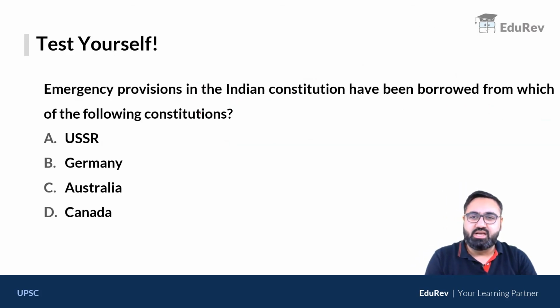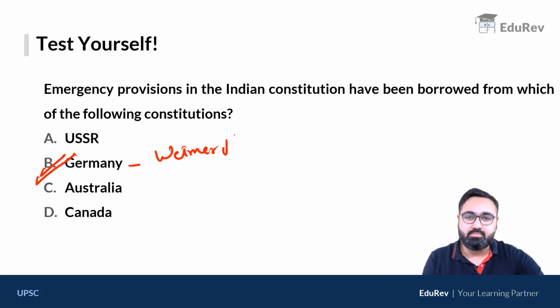This is a question based on what we have just read. Emergency provisions in the Indian Constitution have been borrowed from which of the following constitutions? The answer quite clearly here is Germany. Germany, or the Weimar Republic's constitution, is the one from which we have taken emergency provisions. So I hope you do remember that.